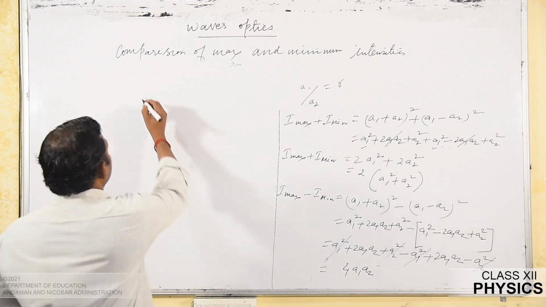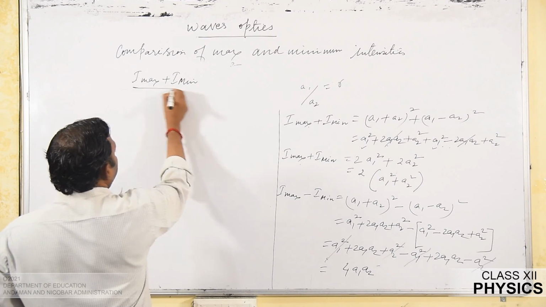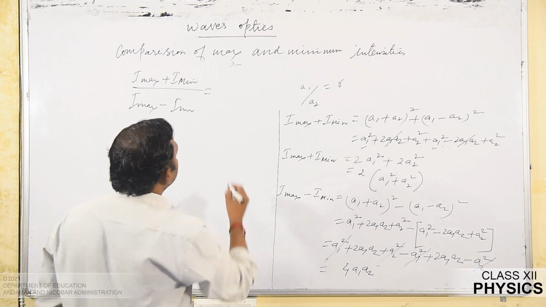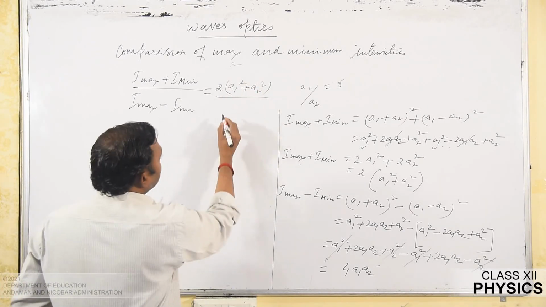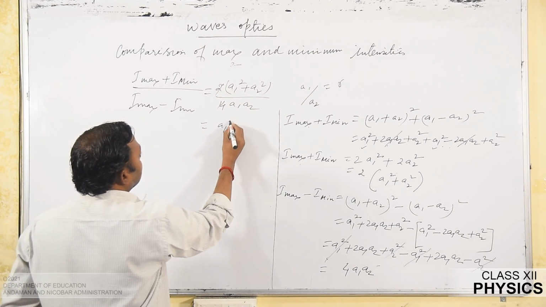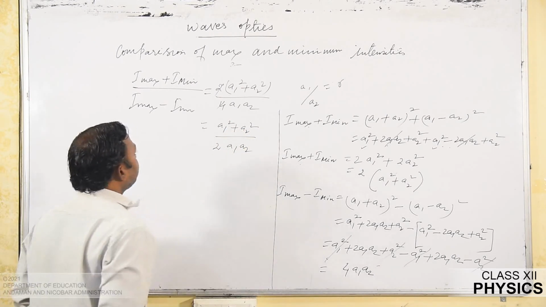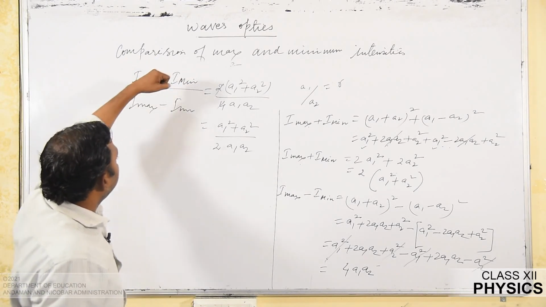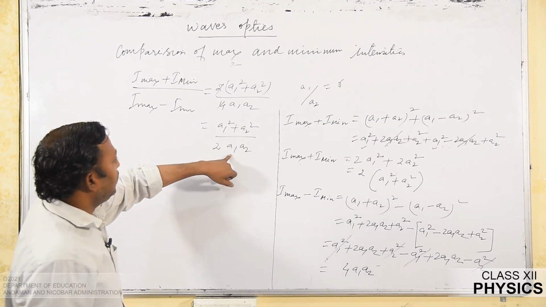Now take the ratios, you get I max plus I minimum divided by I max minus I minimum equal to 2(a1 square plus a2 square) divided by 4a1a2. The 2 gets cancelled out, you get (a1 square plus a2 square) divided by 2a1a2. So this is the ratio between I max plus I min and I max minus I min, which is equal to (a1 square plus a2 square) divided by 2a1a2.